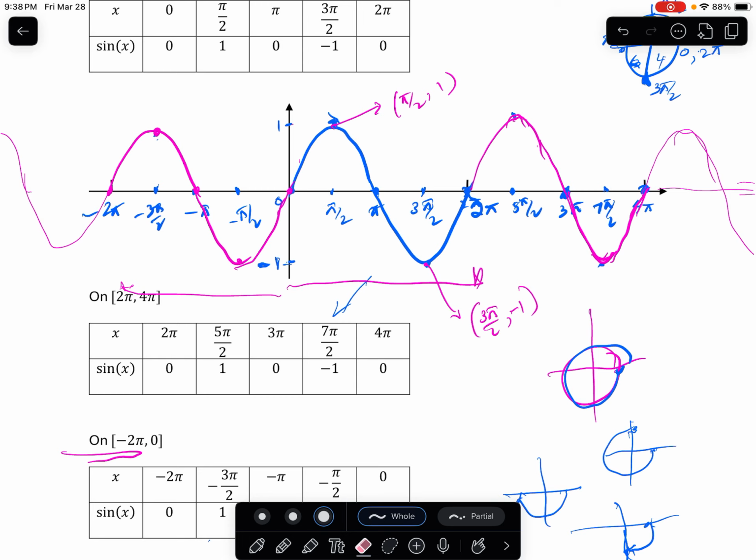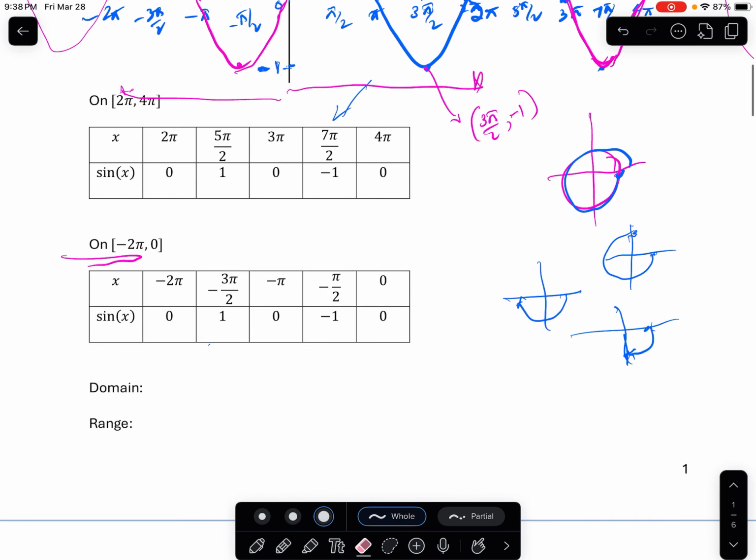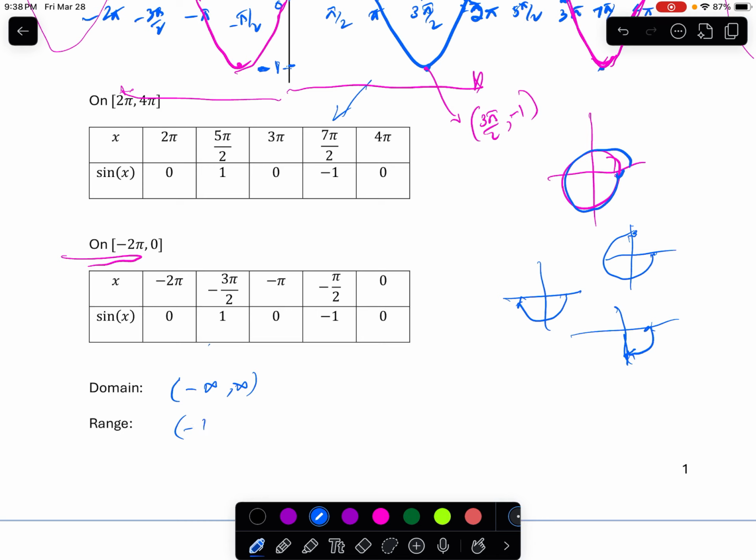So here we notice that the function sine of x is periodic and has a period 2 pi. This is going to come later as well, so I'm not writing it. Yeah, so that is what we have. So now we can say the domain of sine x is negative infinity to infinity, and the range is negative 1 to 1, including negative 1 and 1, because it takes on the value. So it will be a square bracket.